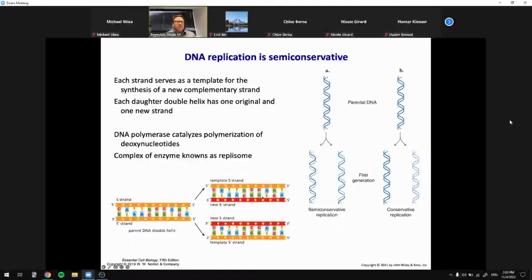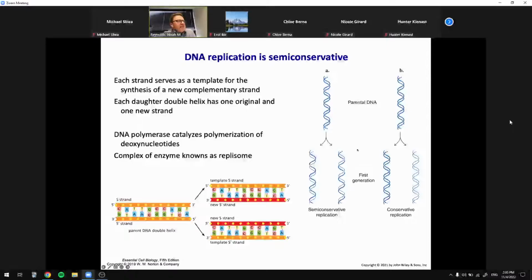And then after you finish this whole strand, what you have is one old strand and one new strand, right? And then you'd have that for the other one too. You'd have one old strand and one new strand. And so that's why it's called semi-conservative. Out of these two, each one has half that's been conserved.